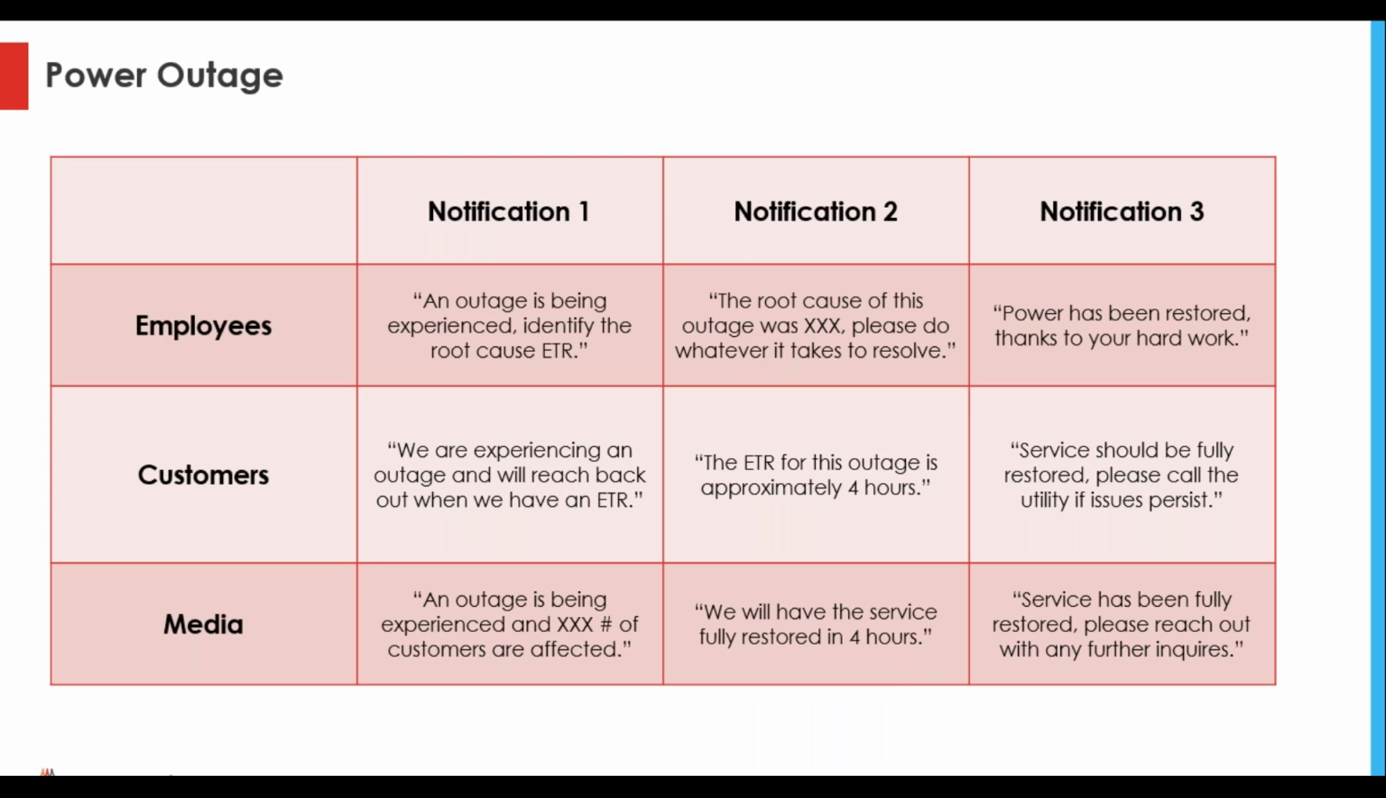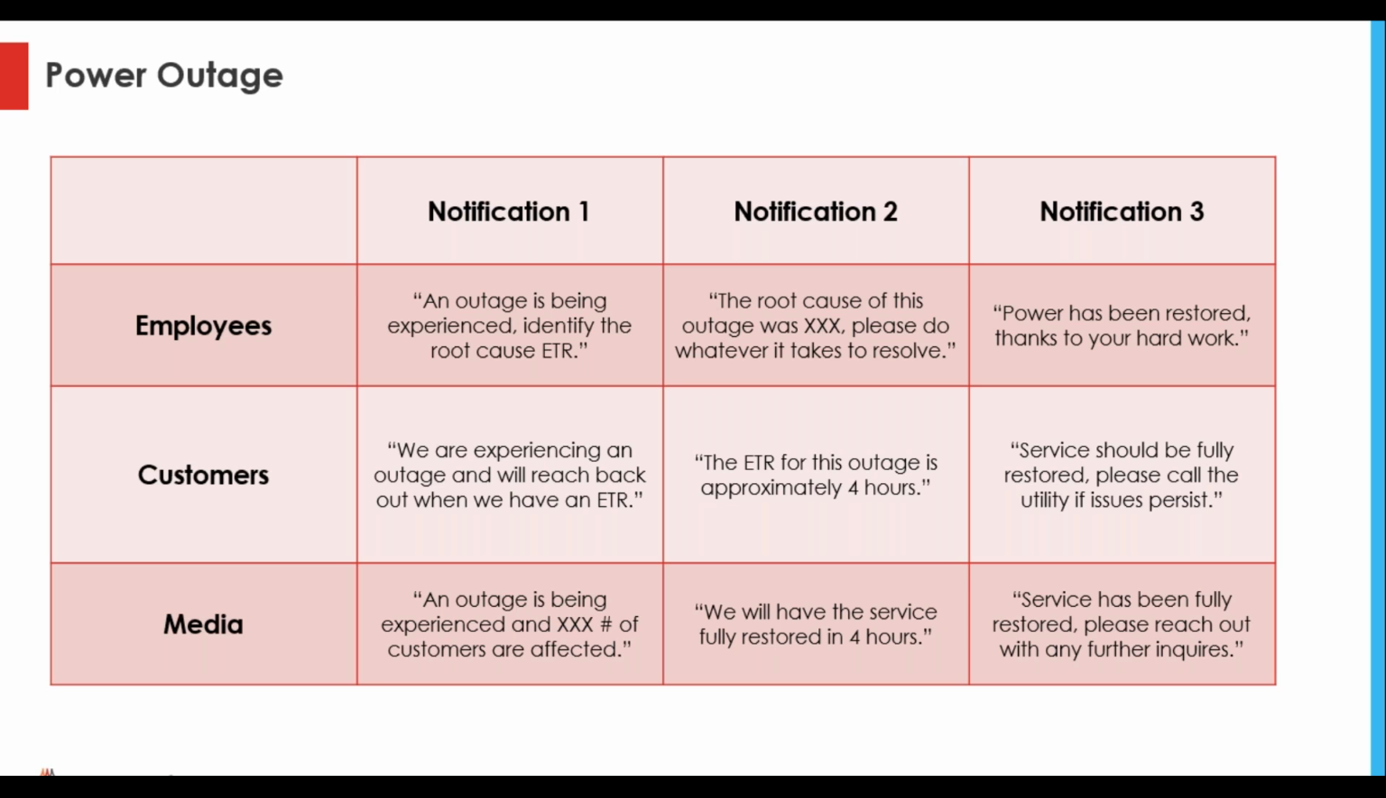So with any event, like I had said, there are numerous different notifications that have to go out to numerous groups at different times. And it is key to make sure you're sending the right message to the right group at the right time. So, looking at a power outage without going to each individual group, if you look at what you'd send to an employee or response team, the first thing you're going to have to let them know is the outage is out. We need someone to identify the root cause, figure out what's going on.